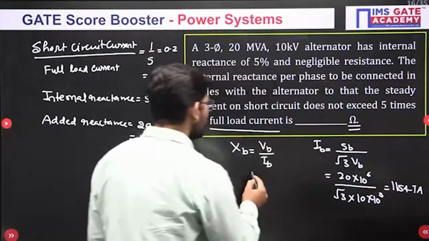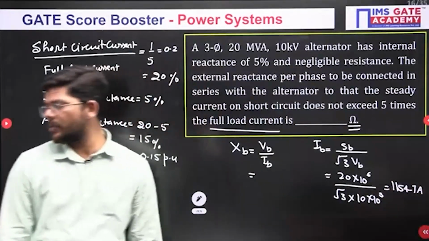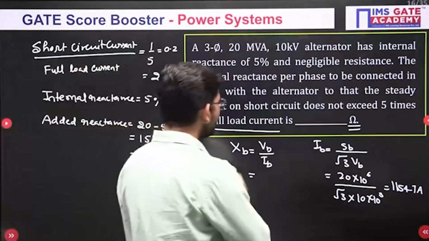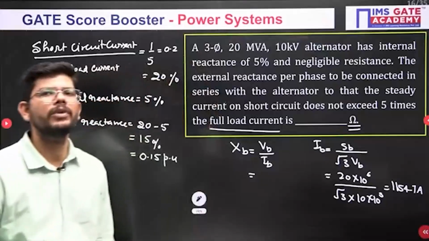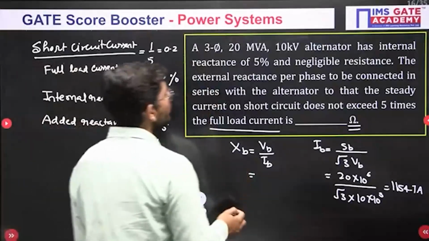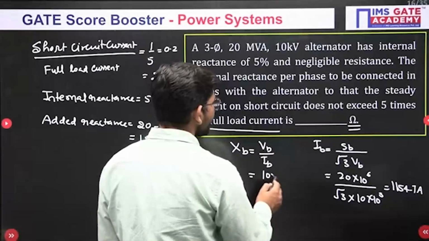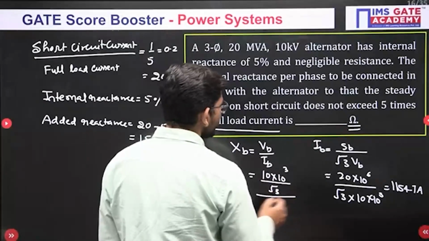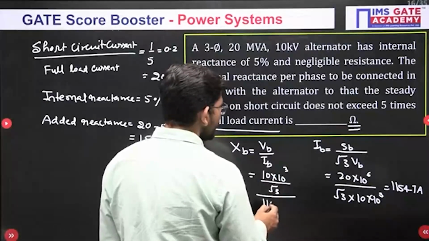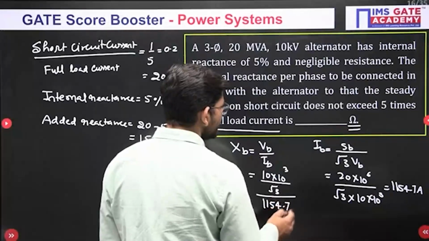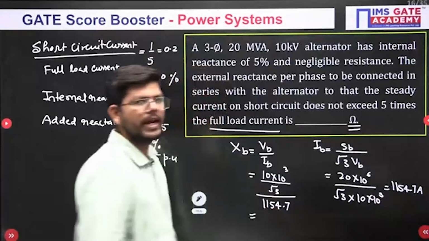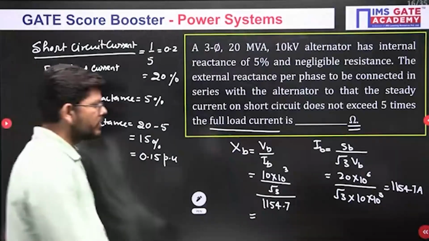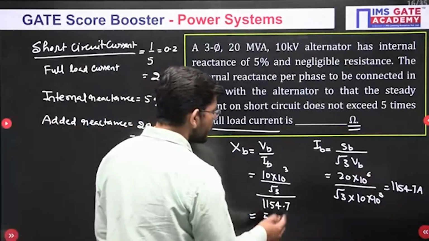Okay, now come back here, X base, which is V base upon I base. And for impedances, current and voltages must be put in phase value. So V base is how much? 10 kV. So 10 into 10 to the power 3 divided by root 3, divided by I base, which is 1154.7. So from here you will get the value of X base, which I have calculated to be 5 ohms.